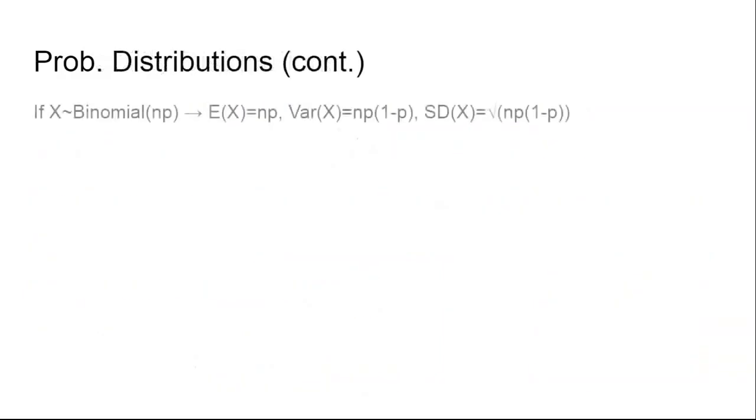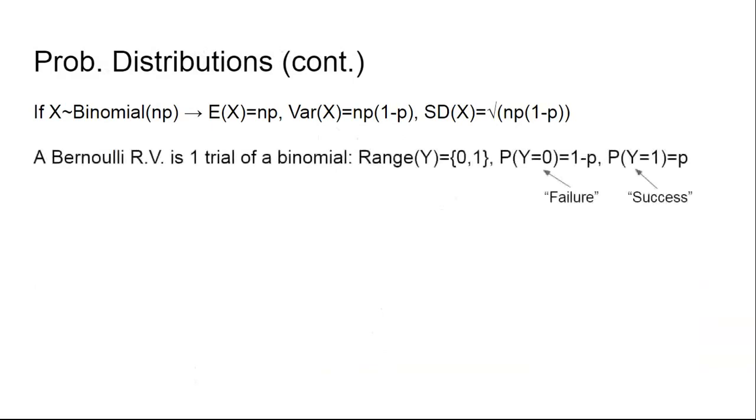If X is distributed binomial(n, p), then E(X) equals np, Var(X) equals np times (1 minus p), and St(X) equals the square root of np times (1 minus p). Note that a Bernoulli random variable is simply one trial of a binomial with a range of 0 to 1, probability Y equals 0, or a failure, equals 1 minus p, and probability of Y equals 1, or a success, equals p. For a random variable, mu of X equals E(X), which equals the following formula.